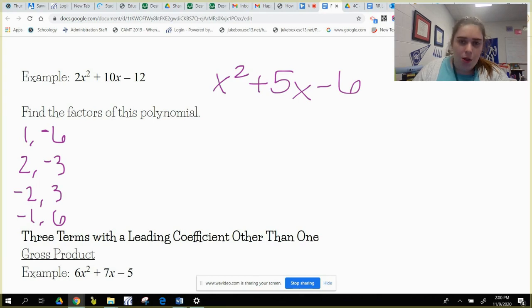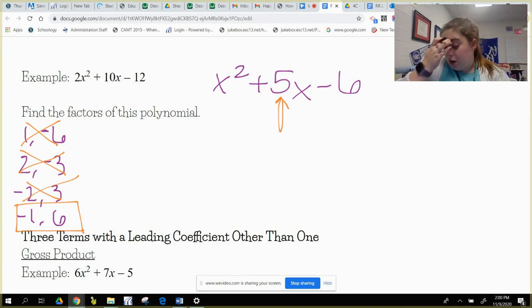Now we need to see which of those adds to be our middle coefficient, which is positive 5. Okay, so positive 5, we're looking for that. So let's check the first one. 1 minus 6, that's going to be negative 5, so close but not that one. Okay, 2 minus 3, that's going to be negative 1, so not that one either. Negative 2 plus 3, that's positive 1, so not that one either. And then the last one, negative 1 plus 6, does equal positive 5. So we're going to be using that set, okay?